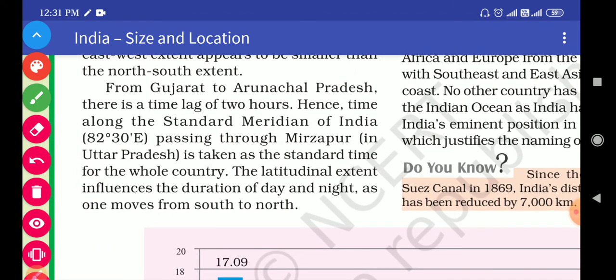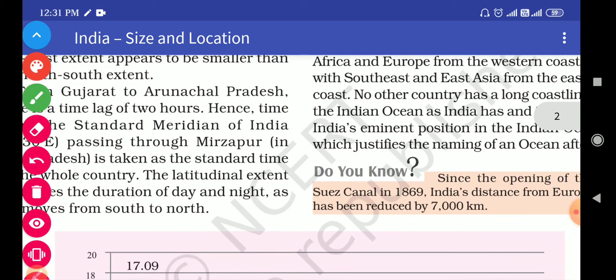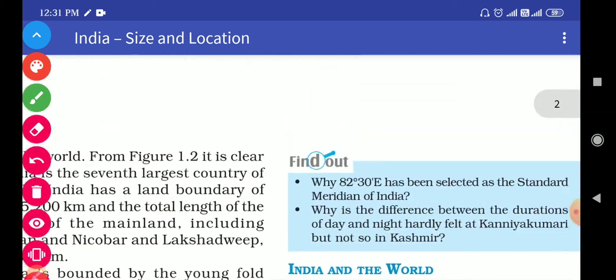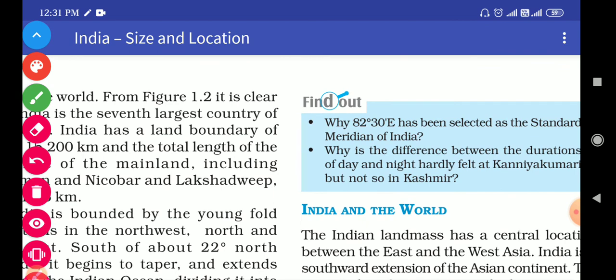The standard meridian of India passing through Mirzapur in UP is taken as the standard time for the whole country, and definitely according to this, the time of the entire country has been set. For this, the next topic is India and the world.